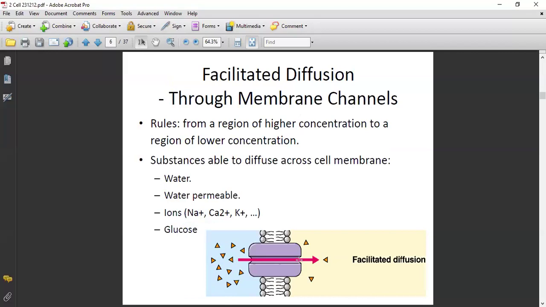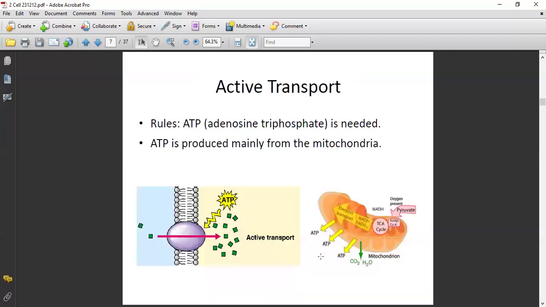You can also have facilitated diffusion. This one requires a protein, from a region of high concentration to low concentration. This allows water-soluble molecules through, and this is selective. So depending on the proteins here, it can be sodium, calcium, or glucose, but they basically diffuse from high concentration to low concentration.